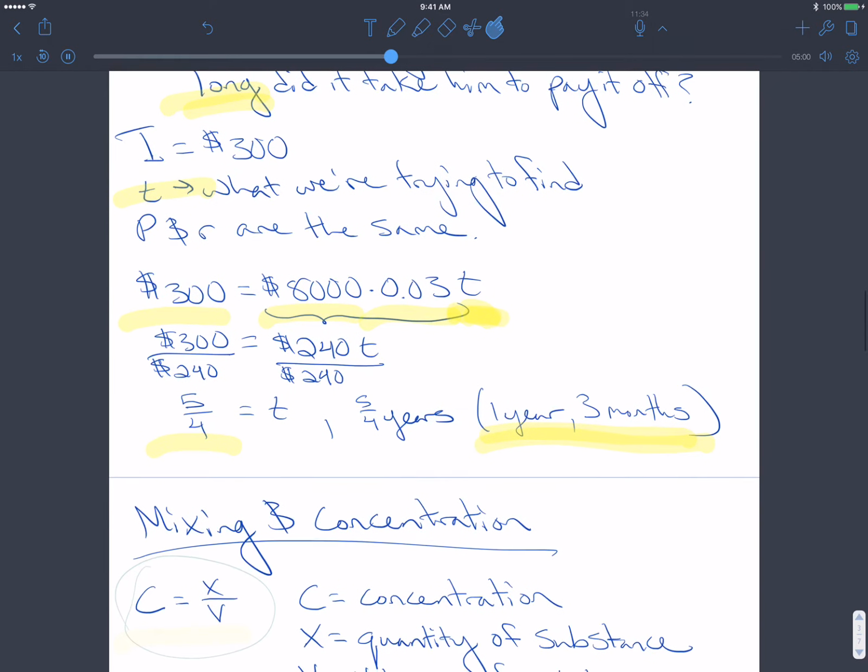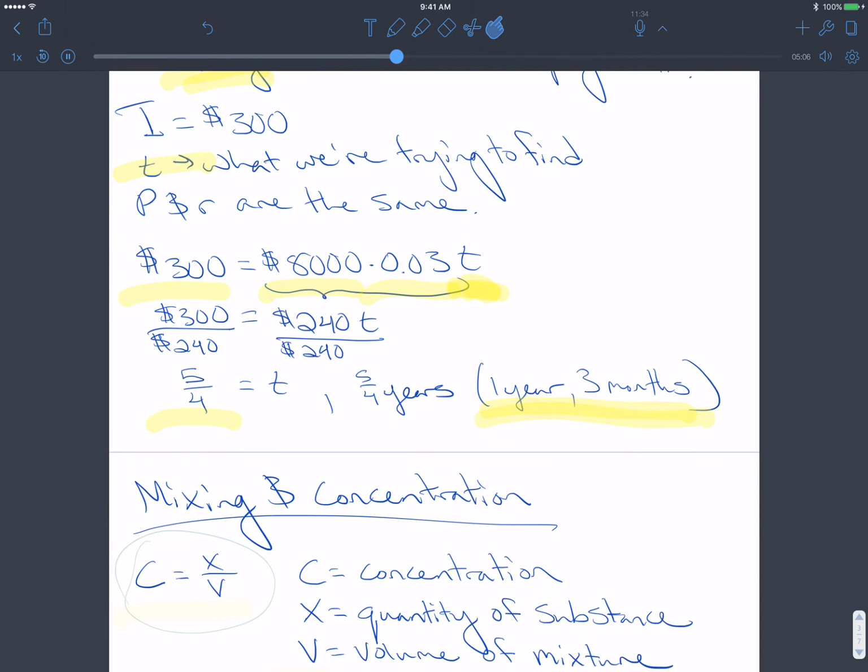The next type of problem is mixing and concentration, and mixing and concentration is usually more challenging. So the idea is relatively straightforward because your concentration is based on the quantity of a substance in the mix that you have divided by the volume of the total mixture.